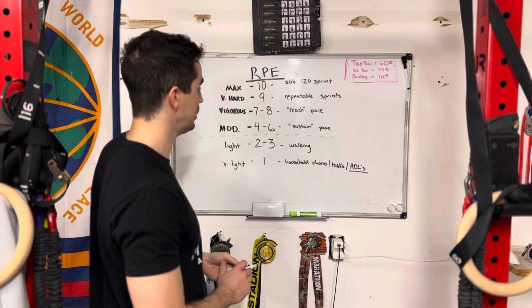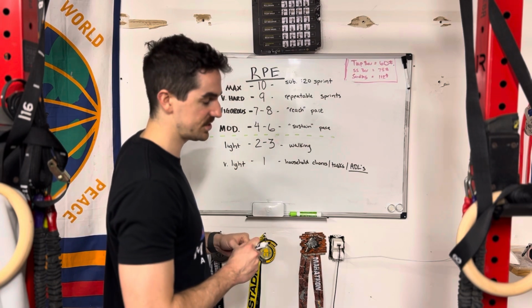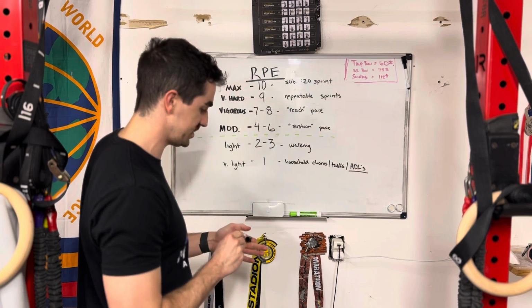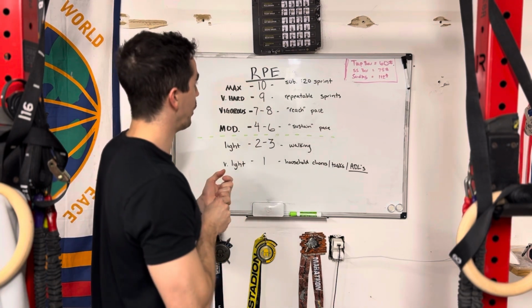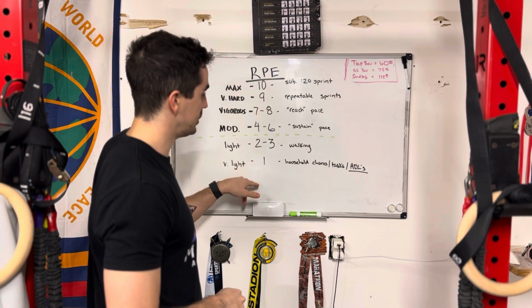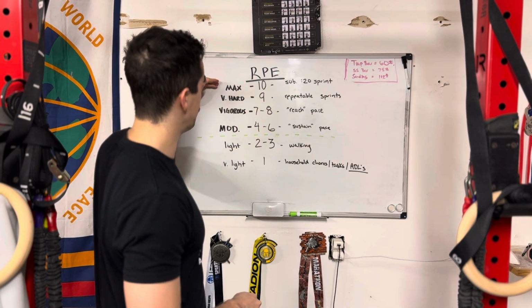So we're going to go over what that means and how the rate of perceived exertion applies to other workouts in your life as well. So it's a scale, 1 to 10. You might see it 1 to 20 as well. We're going to talk about 1 to 10 because that's the one I like to use. Obviously, the one at the bottom is very light. It goes up from there up to a max of 10.